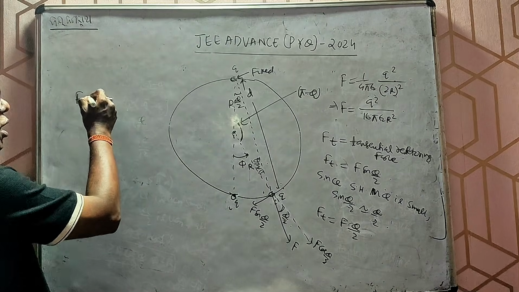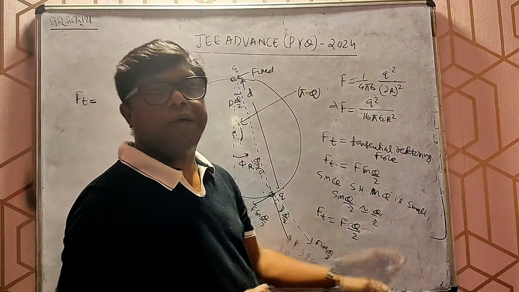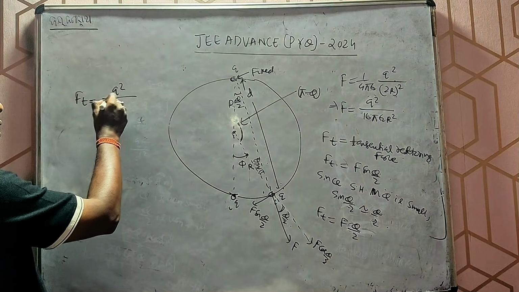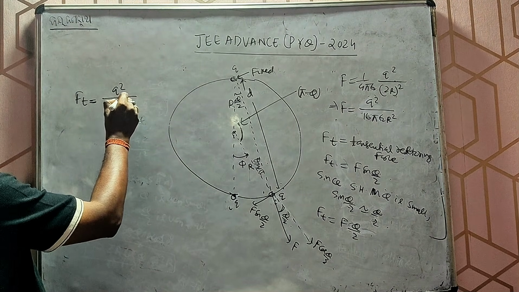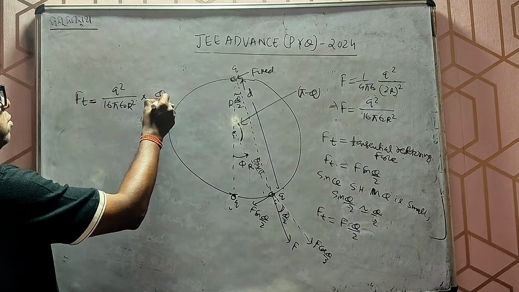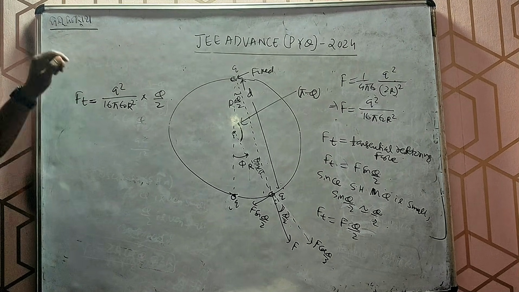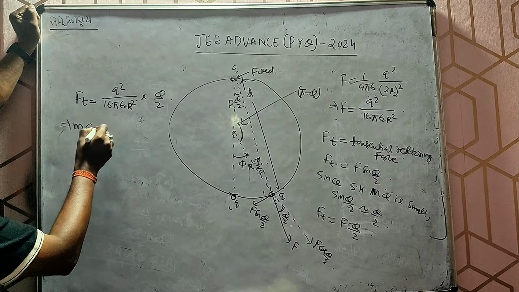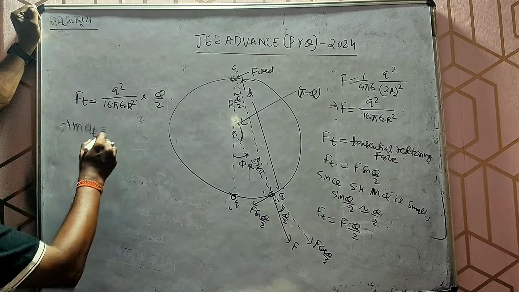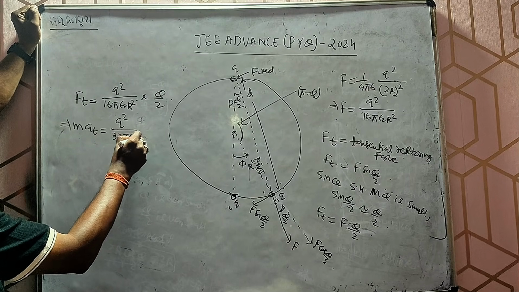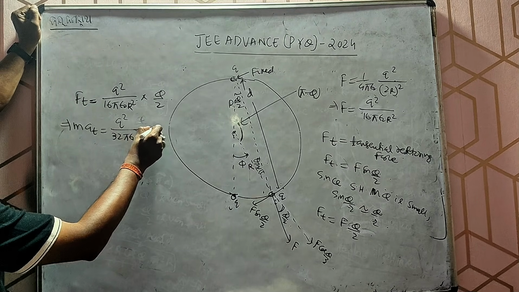What is the value of F? The value of F is Q square by 16 pi epsilon 0 R square. Already we have derived it. So Ft is Q square by 16 pi epsilon 0 R square into phi by 2. And the tangential force is equal to mass into tangential acceleration, and that is equal to Q square by 32 pi epsilon 0 R square into phi.